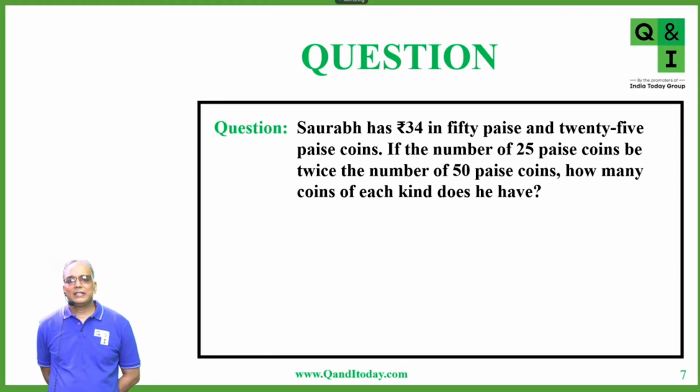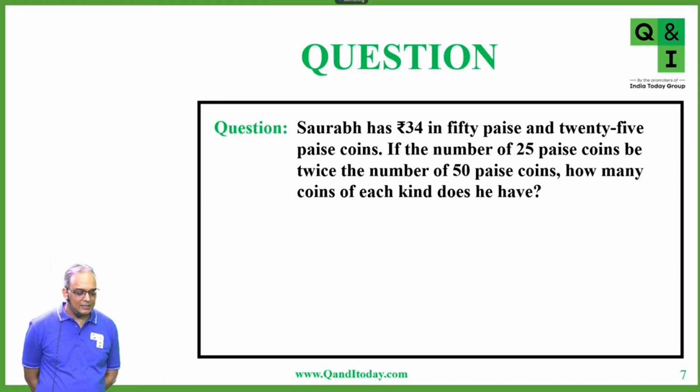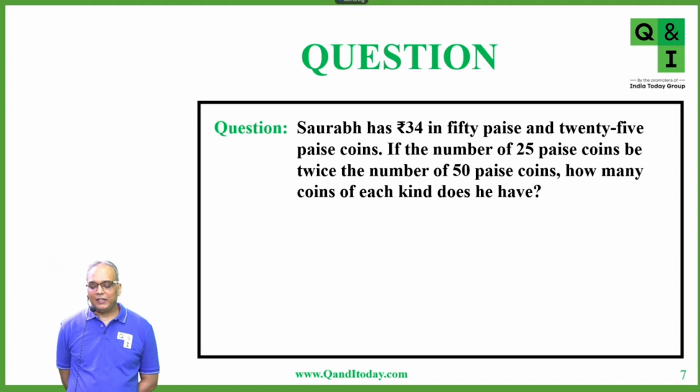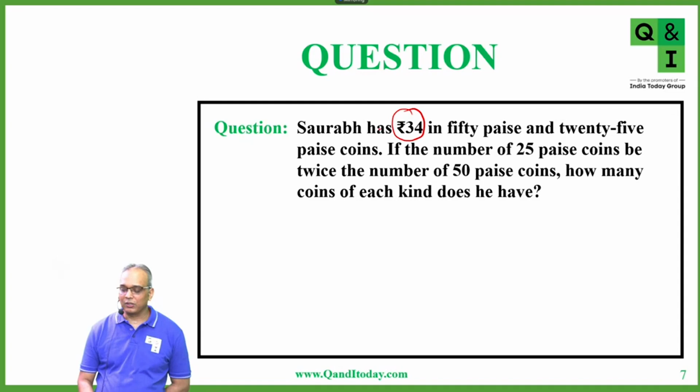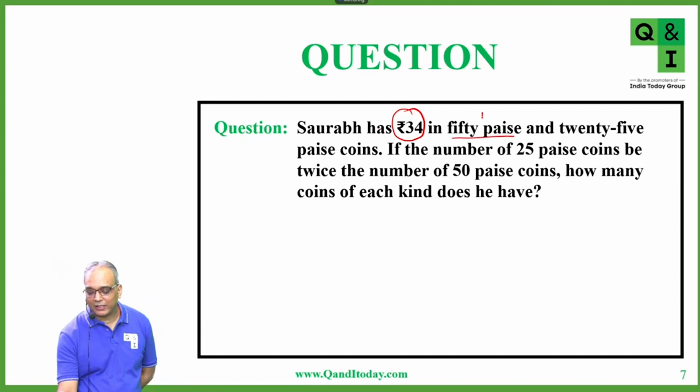Now next question, you can try this question. The question is, Saurav has rupees 34 in 50 paise and 25 paise coins. So Saurav has rupees 34. Total amount of money which he has is 34 rupees in 50 paise coin. So if I convert it into rupee, this will be 0.5 and 25 paise. So in rupees, this is 0.25.